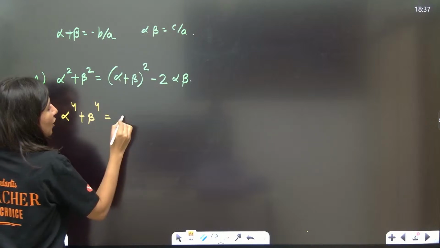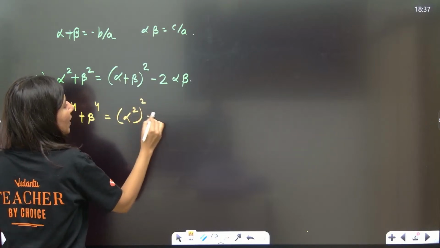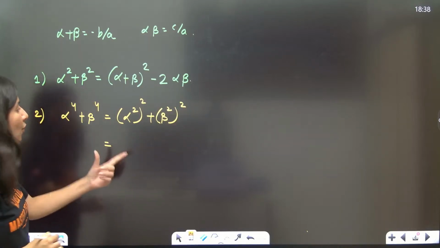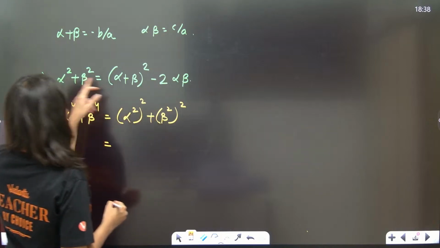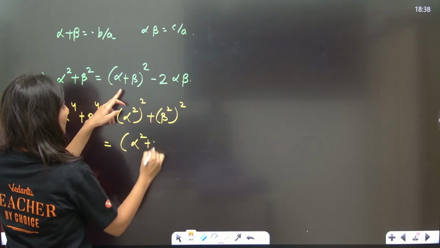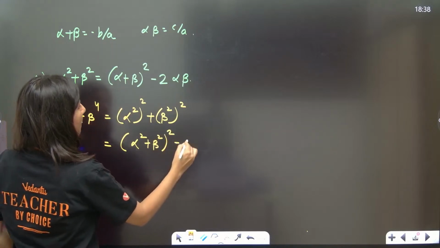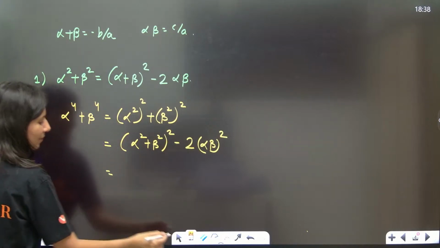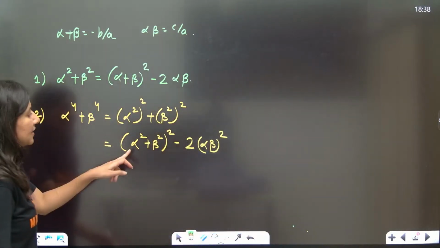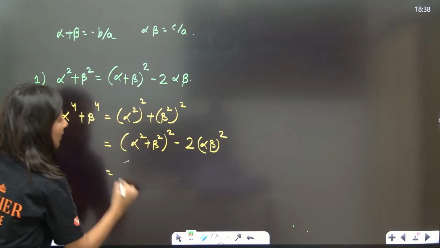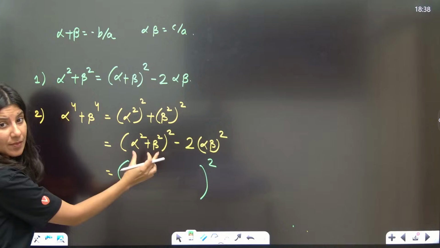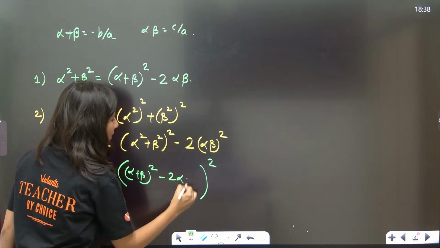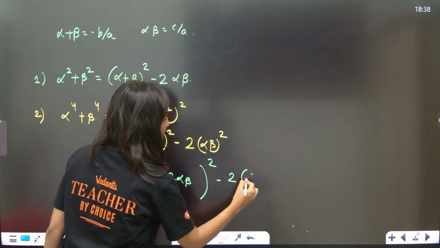Now that you have alpha square plus beta square, tell me alpha power 4 plus beta power 4 will be what? Alpha square whole square plus beta square whole square. Correct? Now alpha power 4 plus beta power 4 is alpha square plus beta square whole square minus 2 alpha beta whole square. Now alpha square plus beta square can be replaced by alpha plus beta whole square minus 2 alpha beta, and minus 2 alpha beta whole square is already there.